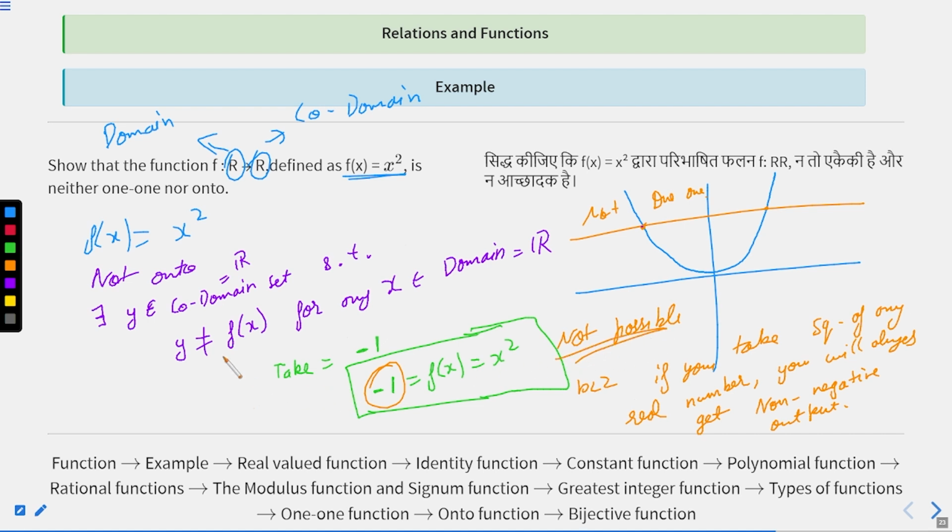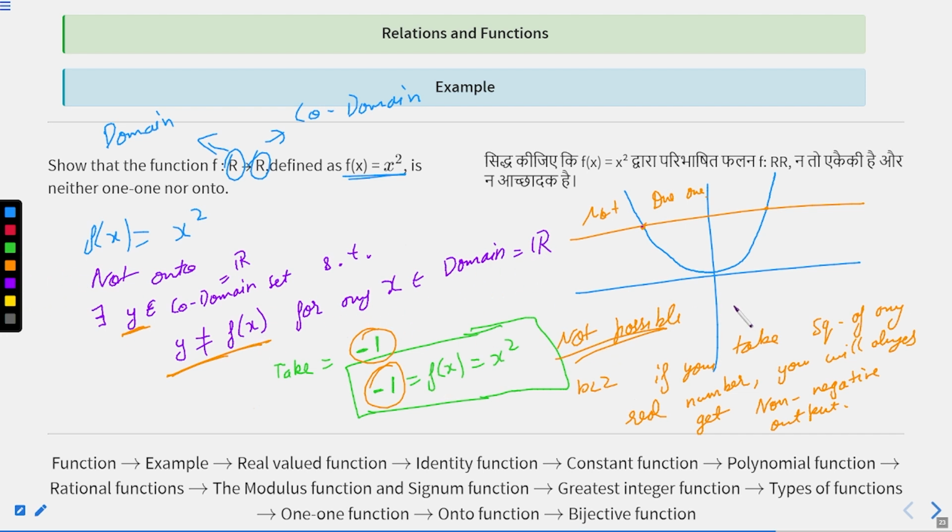So this means that we have found such a y in the codomain set which is -1, such that y cannot be written as f of x for any x in the domain, as you can see.